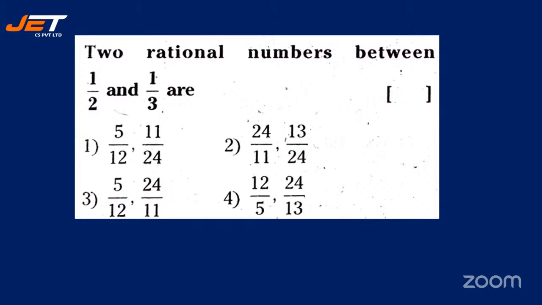All right. Look at this. Second option, 24 by 11 only. That's greater than 1. But 1 by 2 and 1 by 3 are less than 1. Third option, 24 by 11 only. That's greater than 1. Fourth option, 12 by 5 only. That's greater than 1. 24 by 13, which is greater than 1. The only option left is 5 by 12, comma 11 by 12, 11 by 24, which is less than 1. Yes, Sandeep, Srinitya, Shashikant, Anjali, you're all right. Good. Excellent.